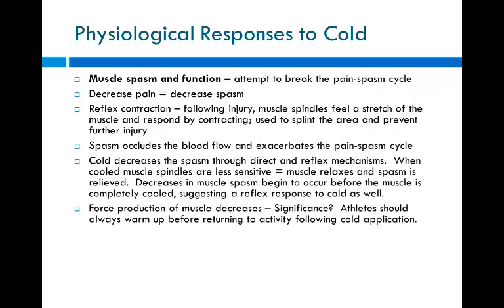Muscle spasm and function. There's an attempt to break the pain spasm cycle. Decrease in pain is going to decrease spasm. There's a reflex contraction following injury. Muscle spindles feel a stretch of the muscle and respond by contracting. This is used to splint the area and prevent further injury. So you're trying to contract that area and constrict all the damage to one area. Spasm occludes the blood flow and exacerbates the pain spasm cycle. So with spasm, you're going to have pain.